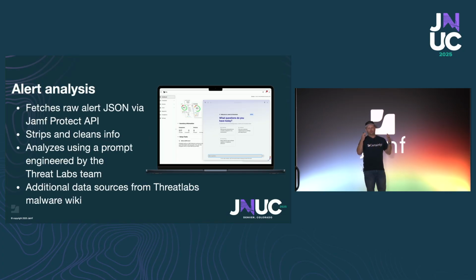So when this is loaded up and functional, you can be on an alert in Jamf Protect and say something along the lines of, hey, what does this alert mean? Tell me about this alert, whatever. And it is going to fetch the raw JSON for that alert from the Jamf Protect API. It does a little bit of cleanup, strips out some information we don't need, anonymizes it and things like that. And then it analyzes that alert data using a prompt that was actually engineered with the help of the Jamf Protect Threat Labs team. So these folks that spend all day, every day thinking about how hackers do what they do are helping our team figure out the best way to take a look at these alerts and figure out what sort of stuff we should be looking at.